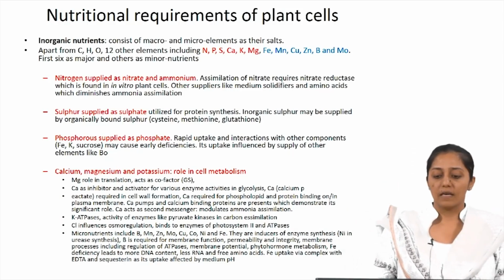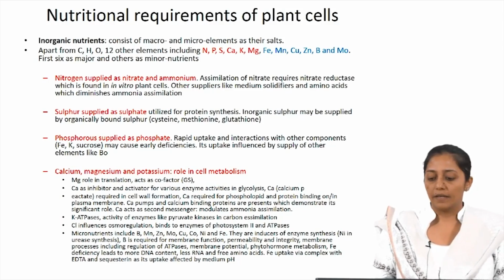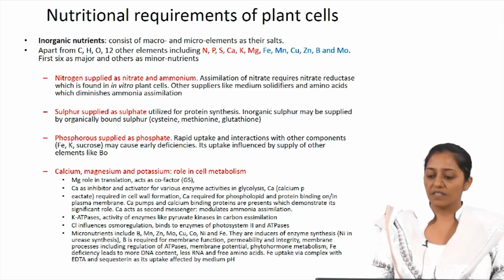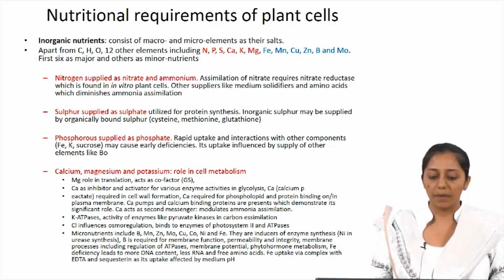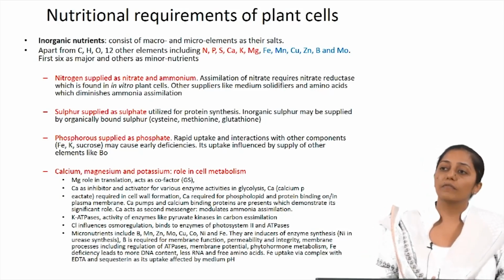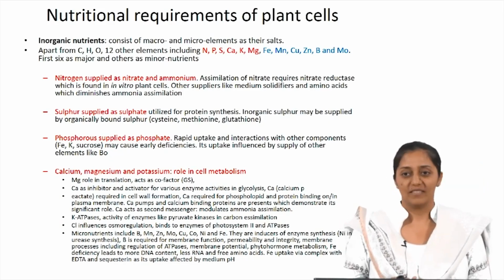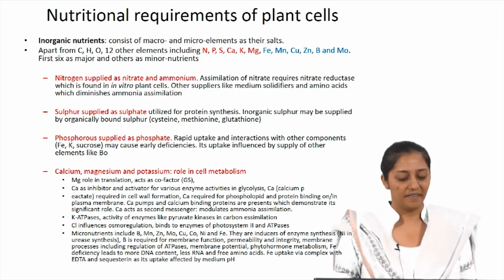Sulfur is supplied as sulfates. Then where is it utilized? In protein synthesis. Inorganic sulfur may be replaced by organically bound sulfur. Organically bound sulfur is present in the form of cysteine. Phosphorus is a major nutrient.